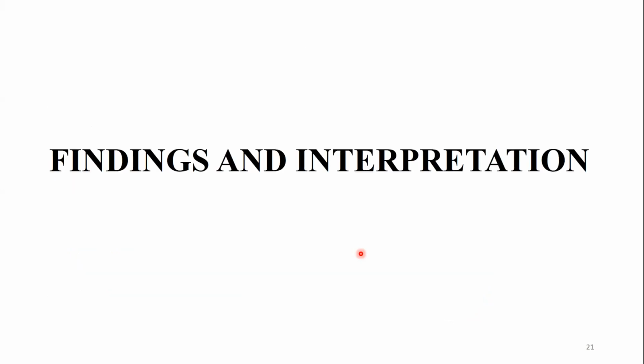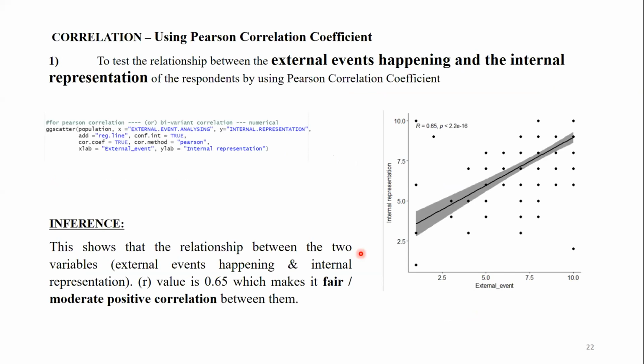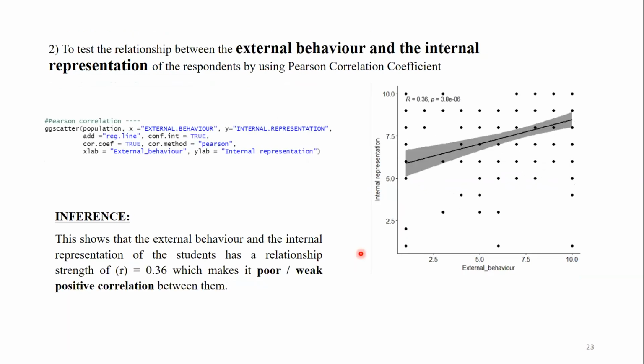So, findings and interpretation. So correlation, Spearman rank correlation coefficient. The relationship between the external event happening and the internal representation of the respondents was taken into account, and the inference is that here we can see it's a fair or moderate positive correlation between them. And then to test the relationship between external behavior and the internal representation of the respondents, here we can see it's a poor, weak, but positive correlation.